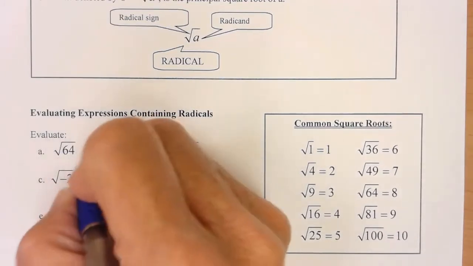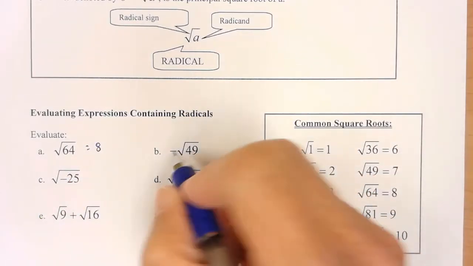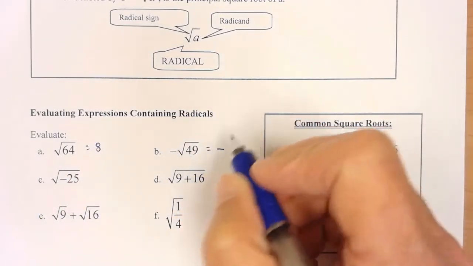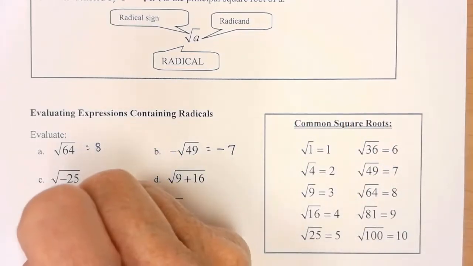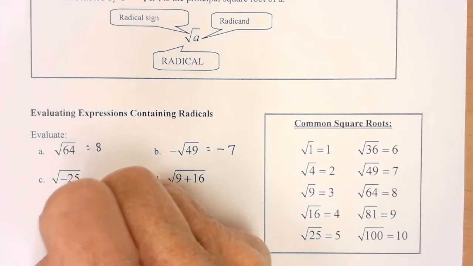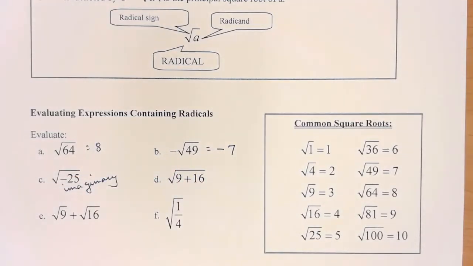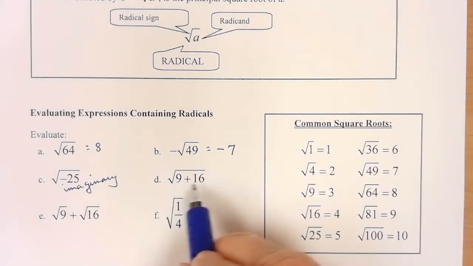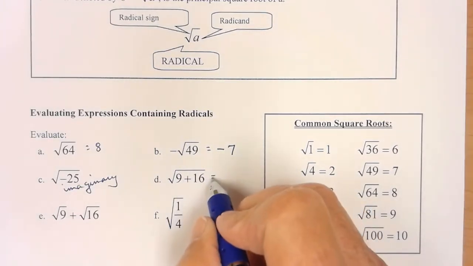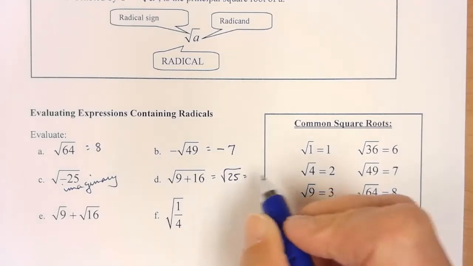Square root of 64 is equal to 8. I've got a negative on the outside. The negative carries. Square root of 49 is 7. This is an imaginary number. We will play with them a little bit later, but right now we just say it's imaginary. You cannot take a square root of these individually. You've got to add them together and then take the square root.